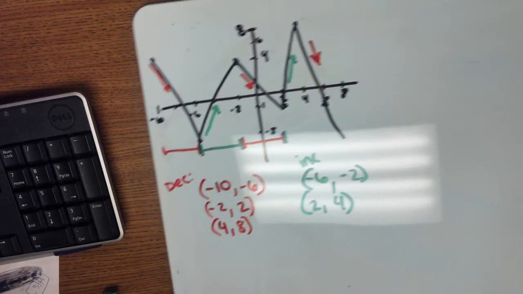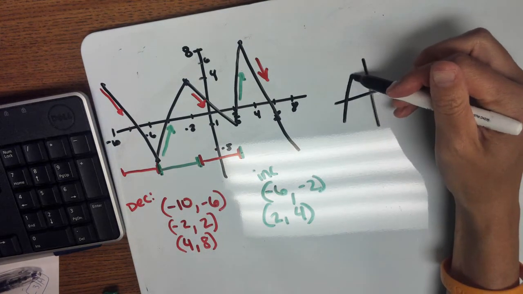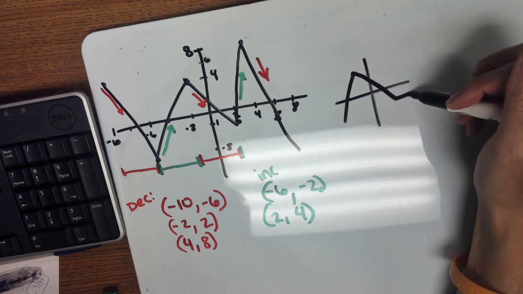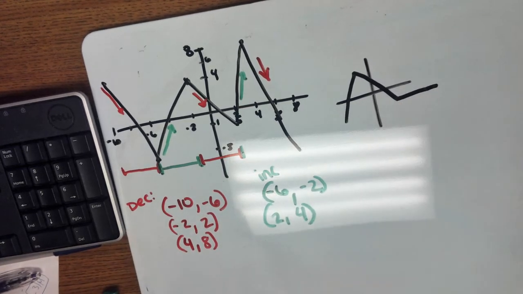You could have a constant. So from a graph, we could be increasing, we could be decreasing, and then we stay constant. So that would just be called an interval of constant. So you could have all three of those.